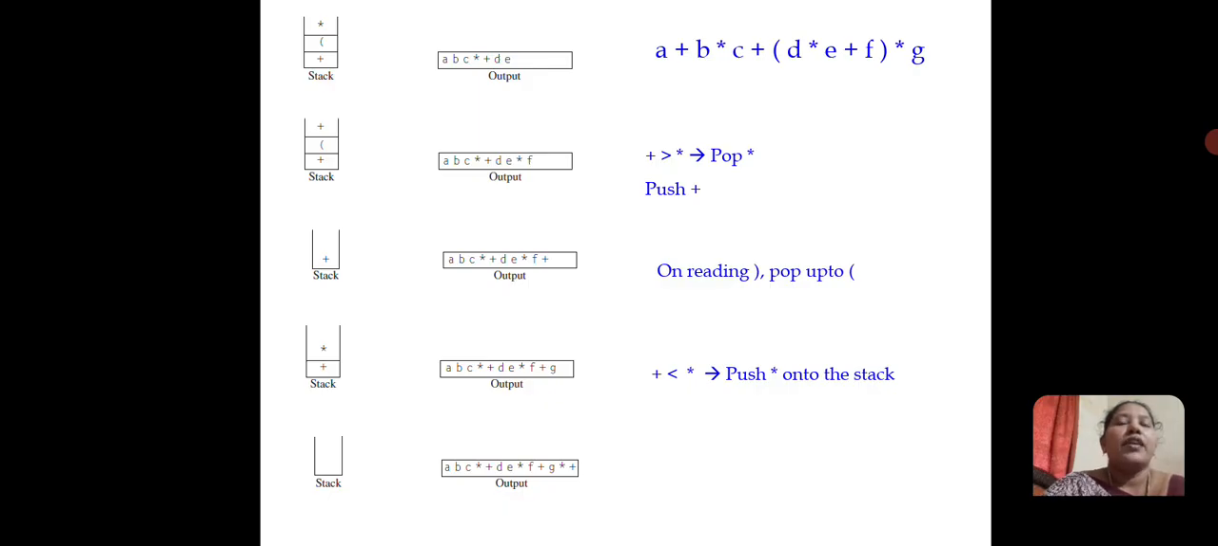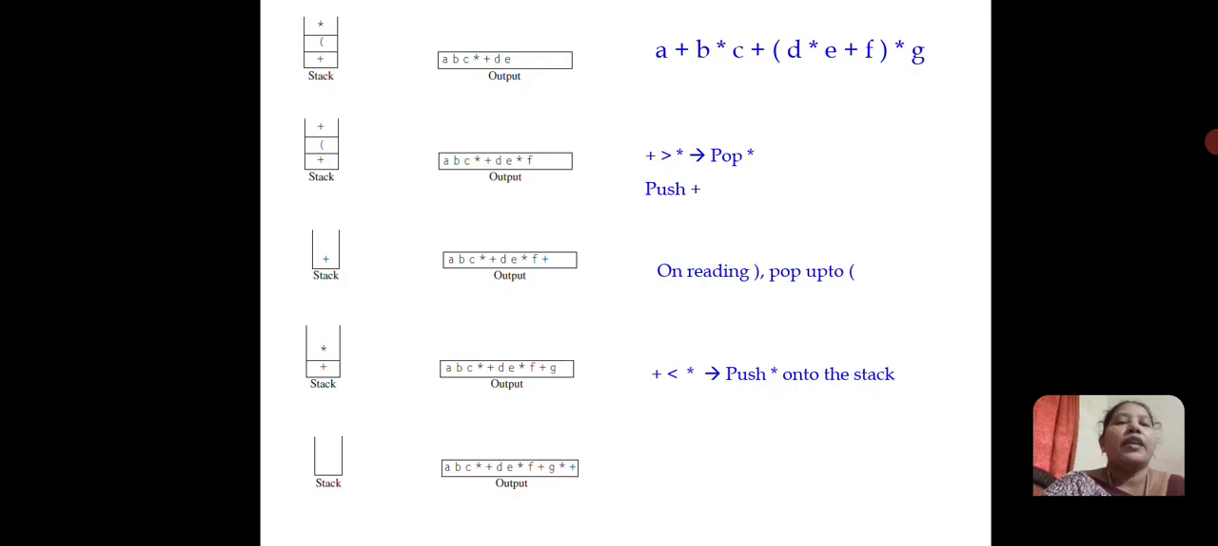Next is star. Inside that bracket you do not have any other operator, so you can insert star. Next one is E. Since it is an operand, you will print E. Next one is plus. Since plus has lower precedence, you have to pop out star and only then can you insert plus. That is what is given in the next diagram. After that you have the operand F, which will be inserted.